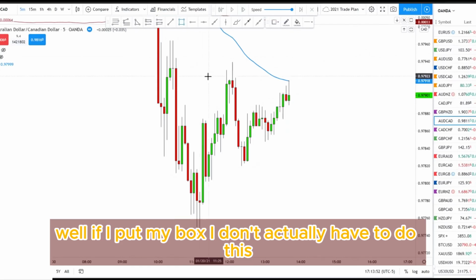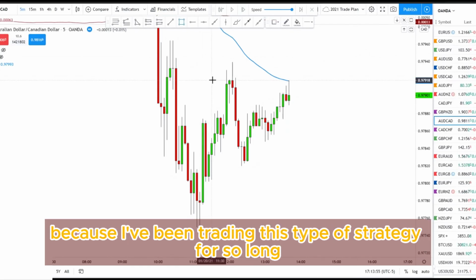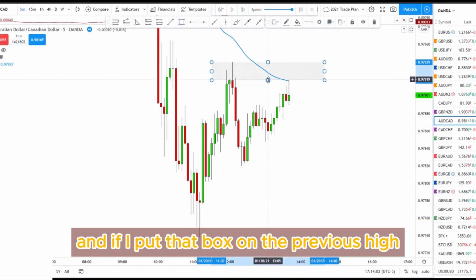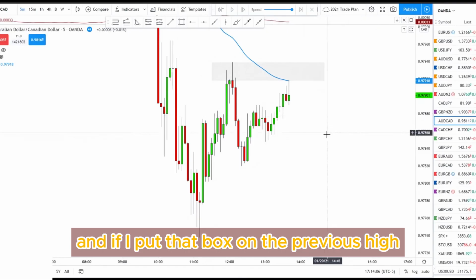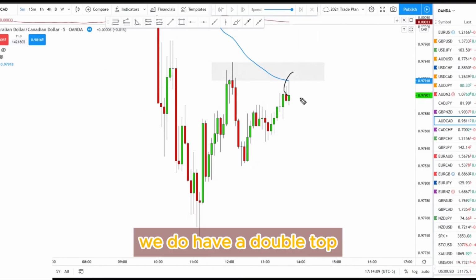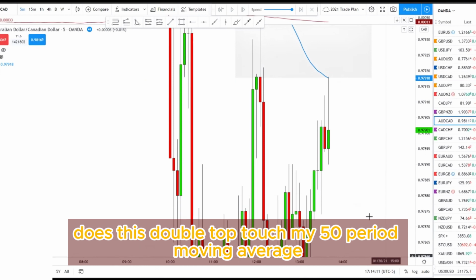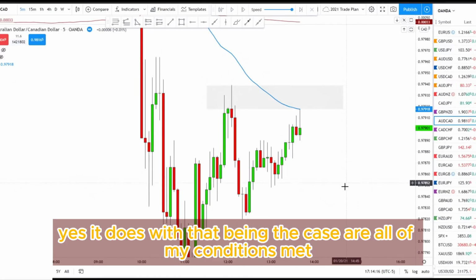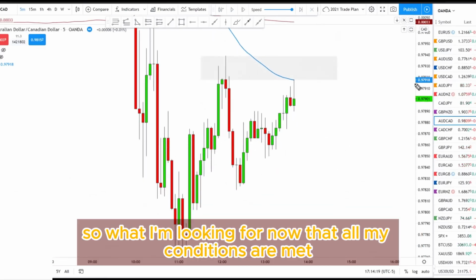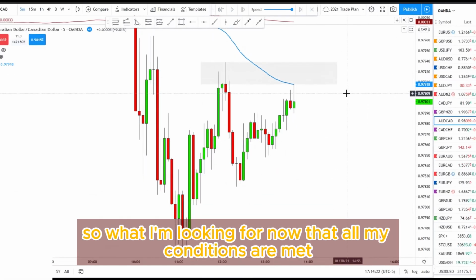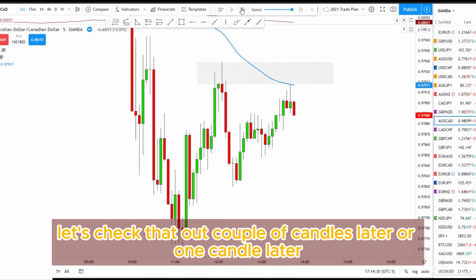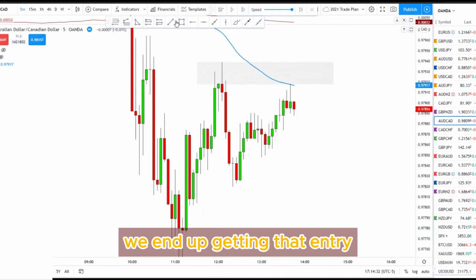Well, if I put my box, I don't actually have to do this because I've been trading this type of strategy for so long, but I'll put the box up here for those of you who need it. And if I put that box on the previous high, then you can see that, yes, we do have a double top. Does this double top touch my 50-period moving average? Yes, it does. With that being the case, are all of my conditions met? Yes, they are. So what I'm looking for now that all my conditions are met is a red candle that closes below the 50-period moving average. Let's check that out. A couple of candles later, or one candle later, we end up getting that entry.